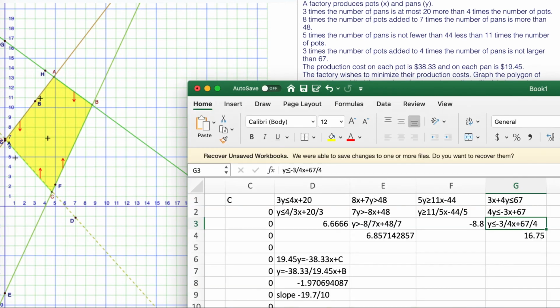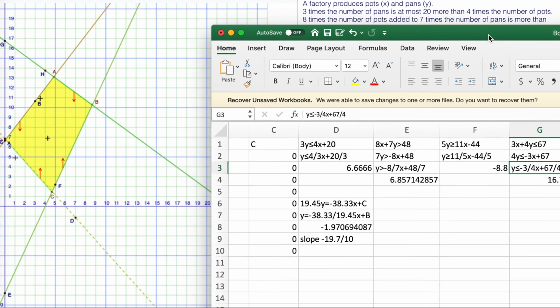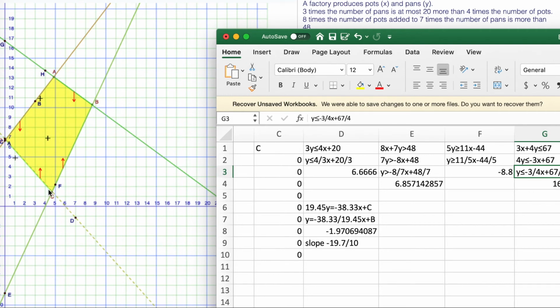We've already discussed the scanning line. You don't have to use the scanning line. You can just put in your points. I'm thinking this is probably going to be our minimum, or maybe something like this. But I would put in the whole number points around this point and see what it is.